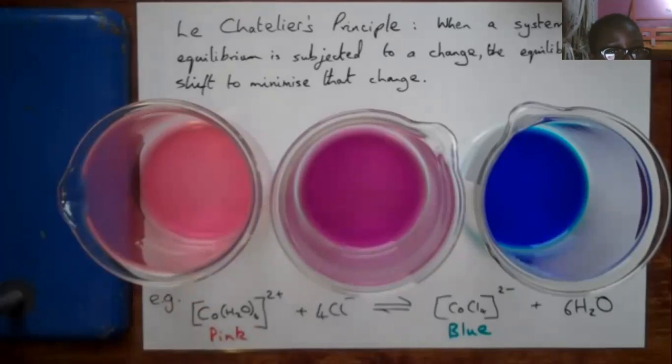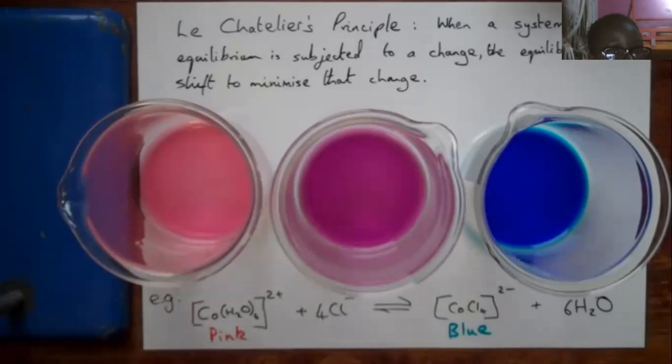Meanwhile, on the right-hand side, we have a beaker full of cobalt chloride complex. It's a nice rich blue color. In the middle, a purple color, we've got an equilibrium of the 2 different chemicals mixed together. So you've got some pink and some blue, just like when you used to mix paints when you were younger. We've got a nice purple color.